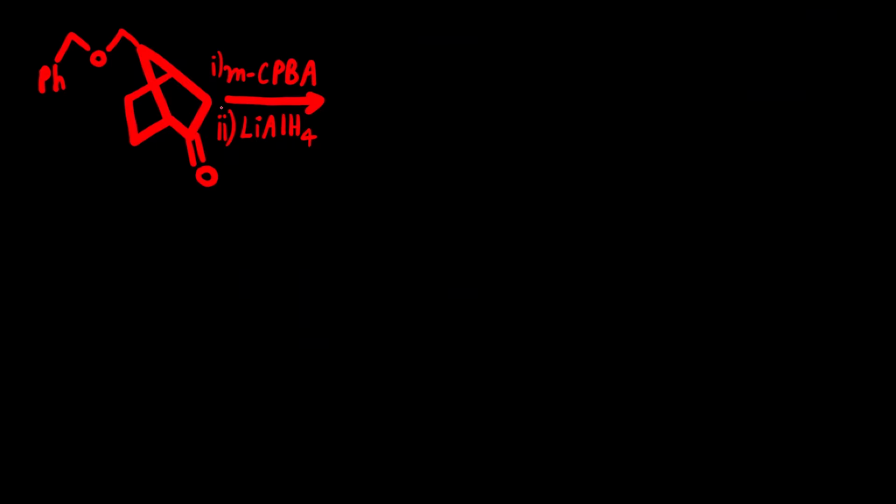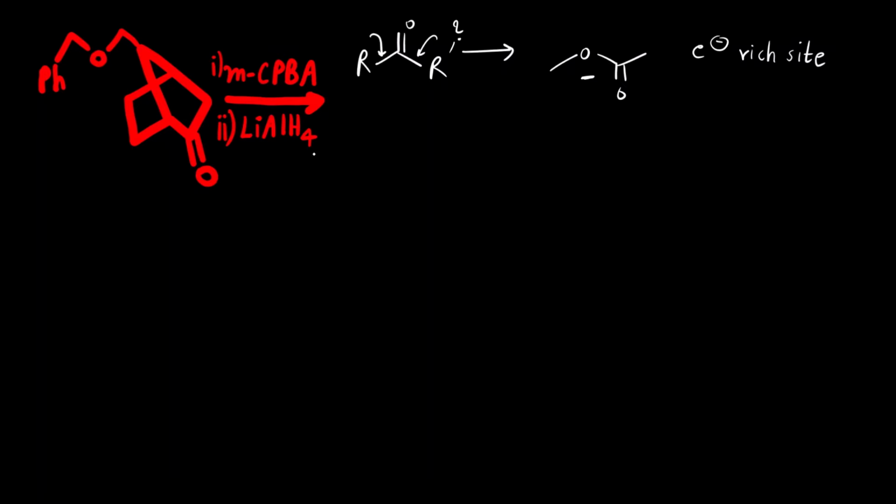Coming on to this question, we have to find out the product of the reaction. In Baeyer-Villiger oxidation, what happens? Basically a ketone gets oxidized to an ester. Suppose there are two groups, R and R dash. The question is, will this oxygen be inserted at this position or this one? It gets inserted at the electron rich site. The group that is electron rich, their side gets the oxygen inserted.